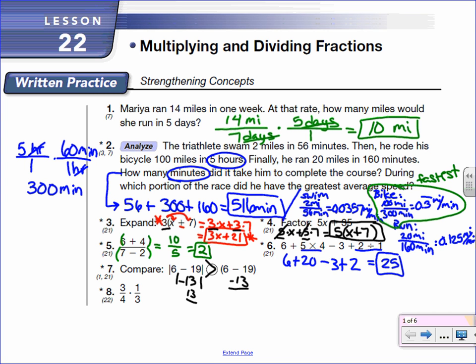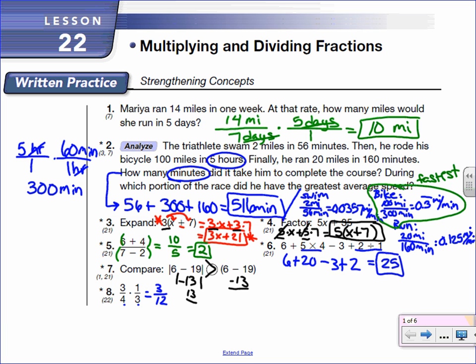Number 8 actually deals with lesson 22. And like I said, if we are multiplying fractions, it's way easier than adding or subtracting fractions. All we do is multiply straight across. So 3 times 1 is 3. 4 times 3 is 12. So 3/12 would be the answer, but now I need to reduce.